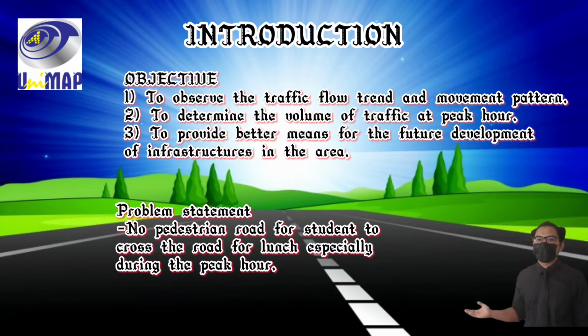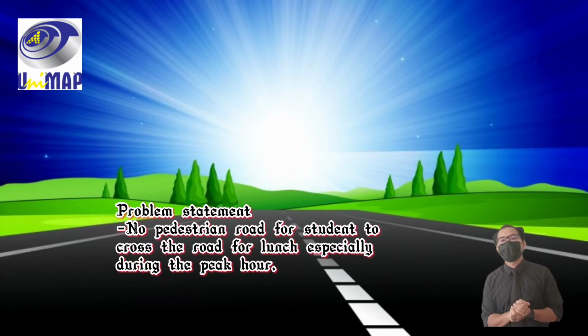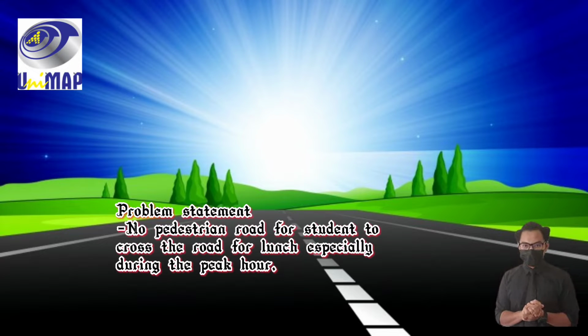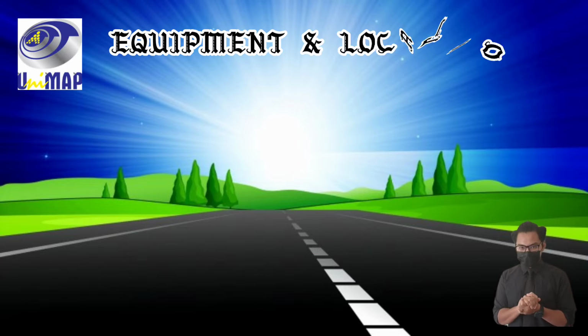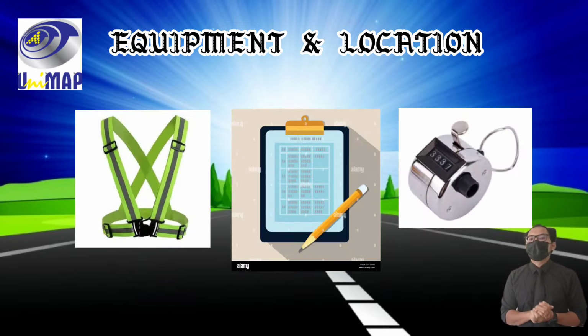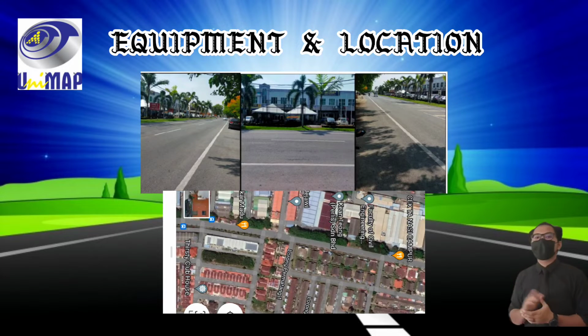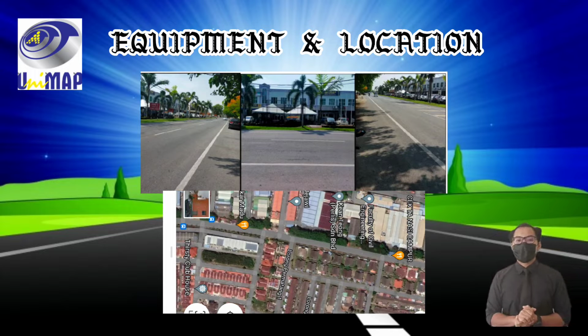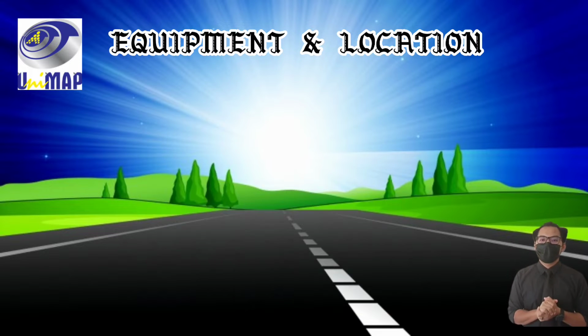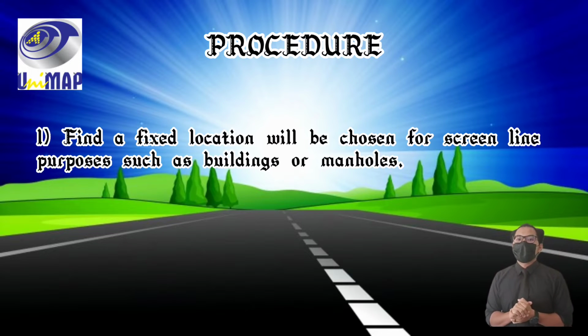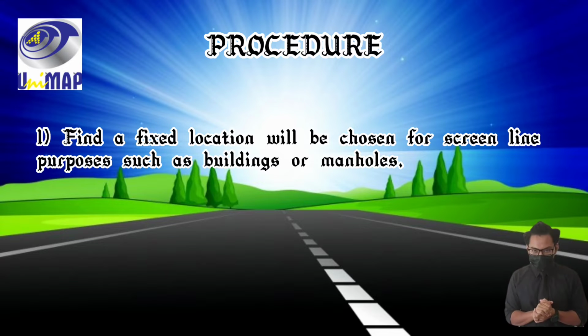The problem statement is that there is no pedestrian crossing for students to cross the road for lunch, especially during the peak hours. Next is equipment and location. This is the equipment that was used and this is the location where we conducted the survey: Jalan Muhibah, Jawi, Perlis.